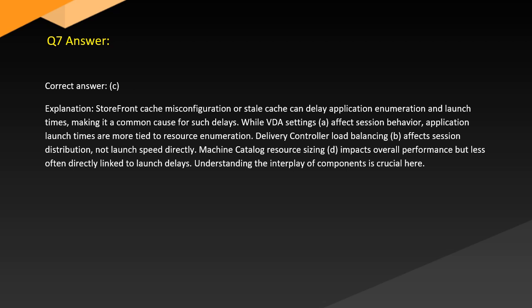Delivery controller load balancing, B, affects session distribution, not launch speed directly. Machine catalog resource sizing, D, impacts overall performance but is less often directly linked to launch delays. Understanding the interplay of components is crucial here.